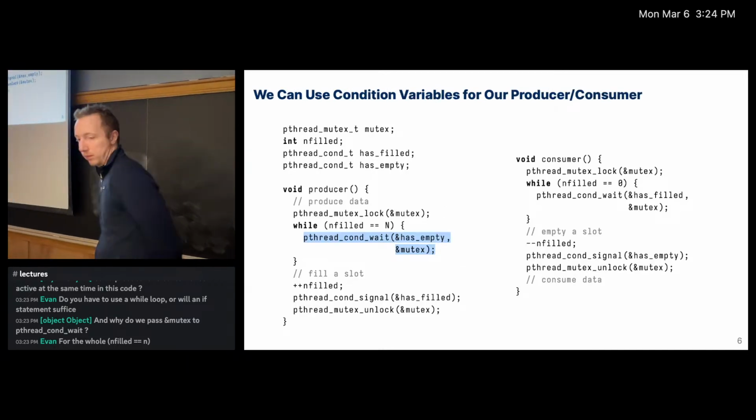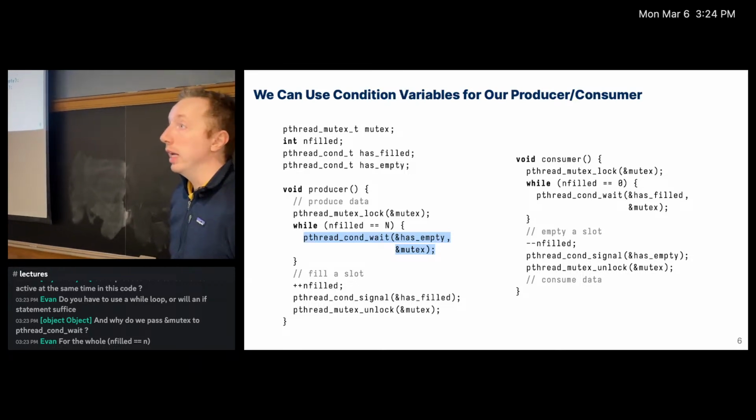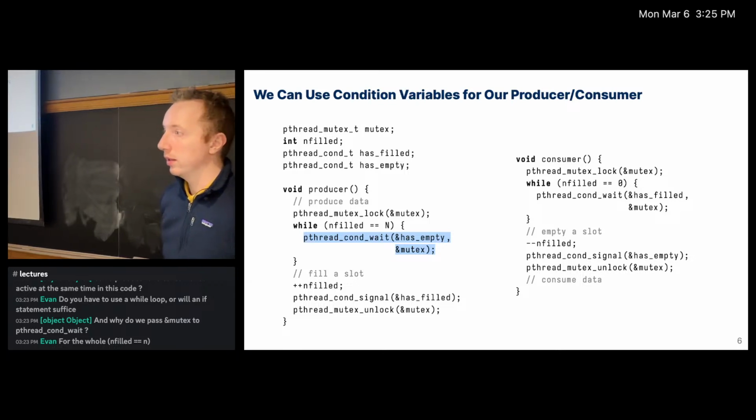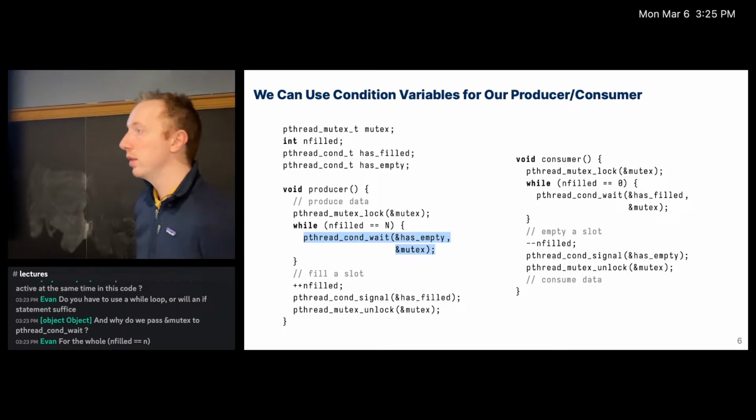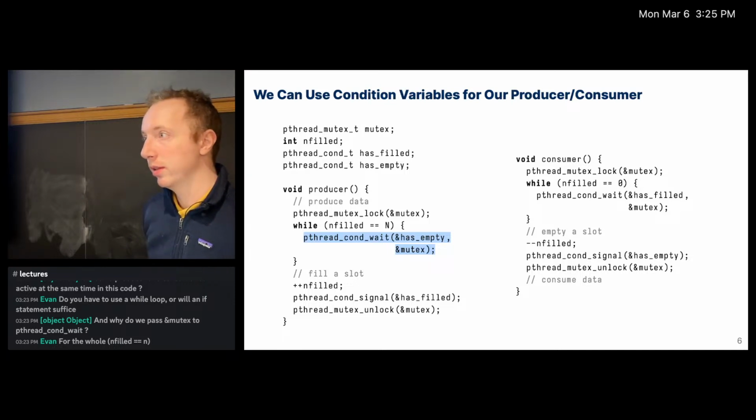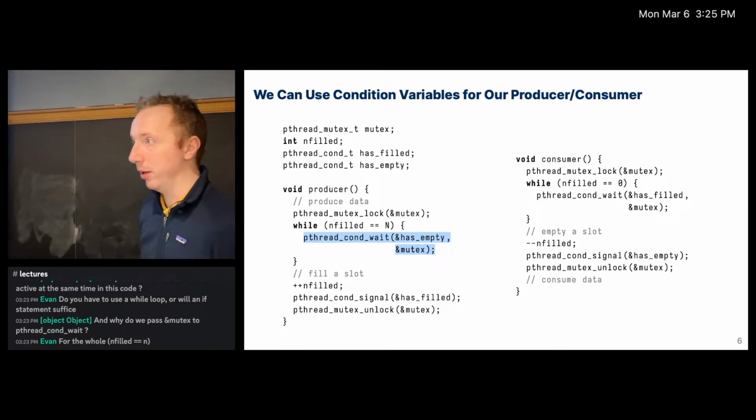pthread condition wait, that unlocks the mutex, right? Yeah, before the thread goes to sleep. So inside of the function that is pthread condition wait, what it does is it unlocks the mutex and then puts the thread to sleep. And adds itself to the queue. Yep. So 3 things that all happen atomically that you don't have to worry about races for.